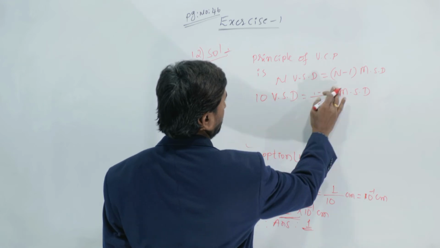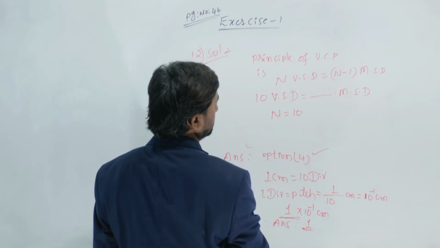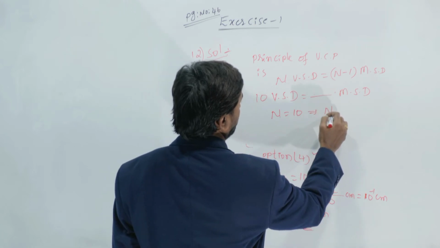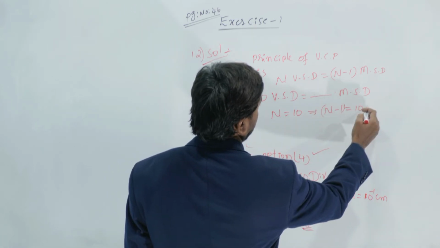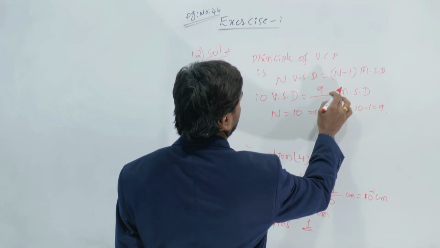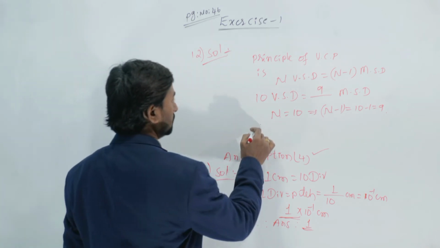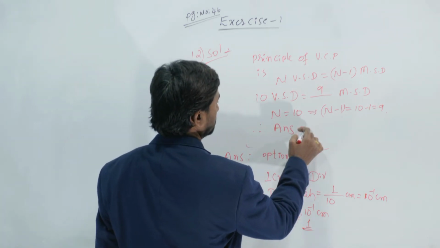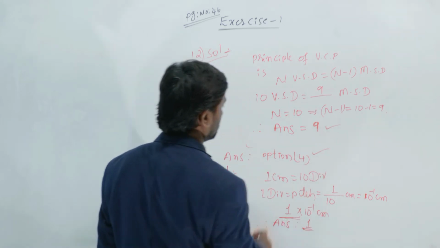Directly here we can write n is equal to 10. From this, n minus 1 is 10 minus 1, which is 9. So it will become 9 main scale divisions. Therefore, the answer is 9. The numerical value is 9, which is the right answer.